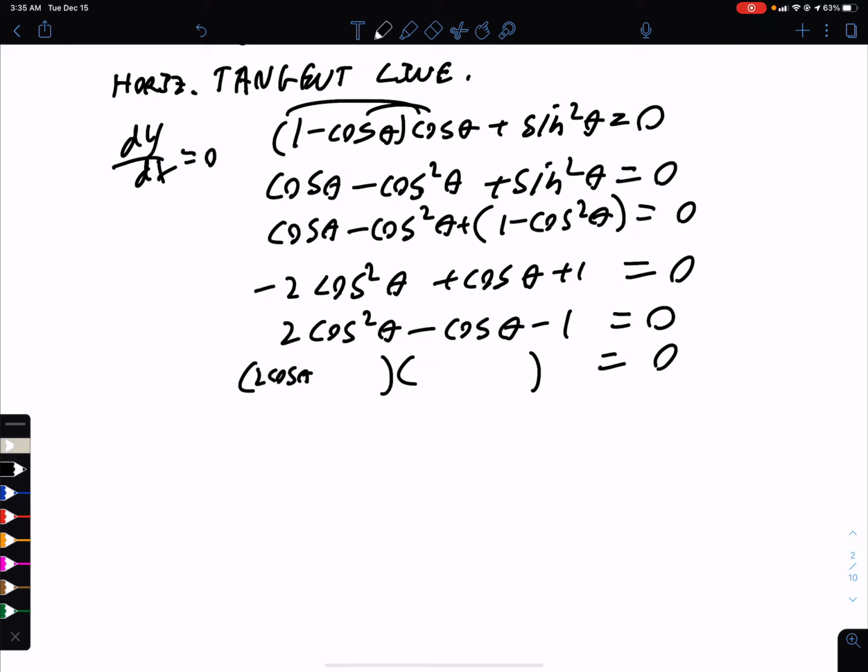2 cos theta and cos theta. These have to be 1. That's 1 cos, that's 2 cos. To get negative 1, I need negative and positive. And so that's what I have.